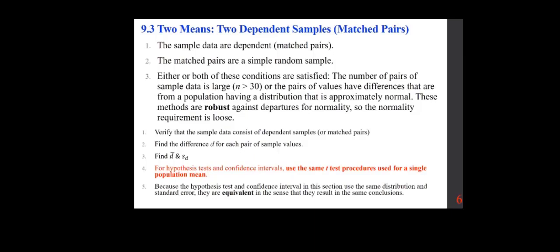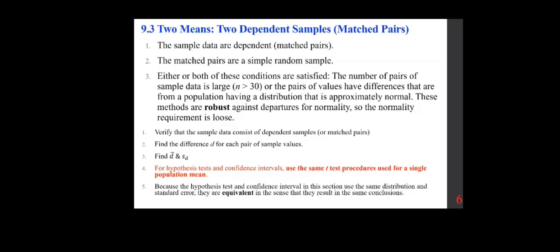And this is just like the previous section. It's a robust procedure. So we're going to verify the sample data consists of dependent samples or matched pairs. We want to find the difference, and then we basically do the test of hypothesis on those differences, okay? So we find d bar, it is sub t, and for hypothesis test and confidence interval, use the same t-test procedure used for a single population mean.